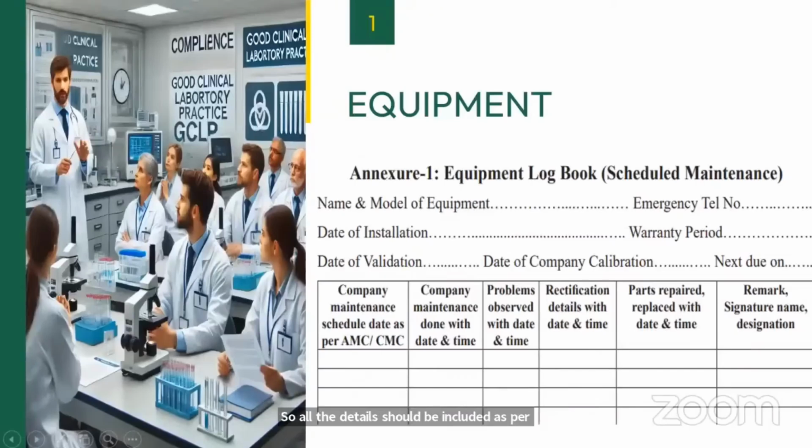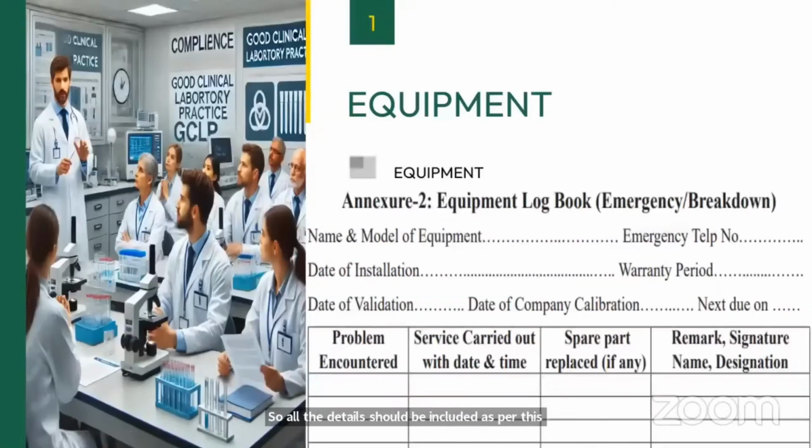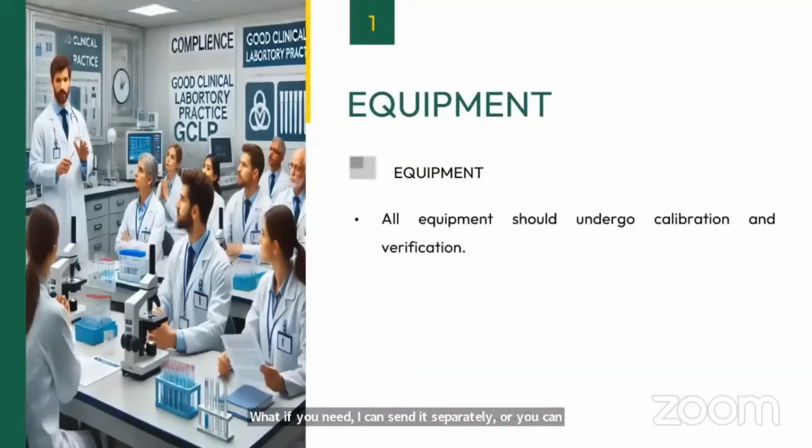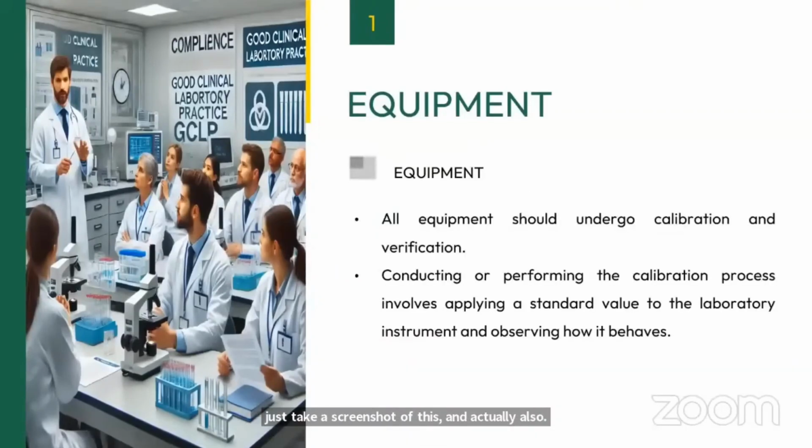Then there is the emergency or breakdown maintenance program. Here also you should maintain all the details as per the requirement. This is given in the document itself. If you need, I can send it separately or you can just take a screenshot of this Annexure 2 also. All equipment should undergo calibrations and verifications.